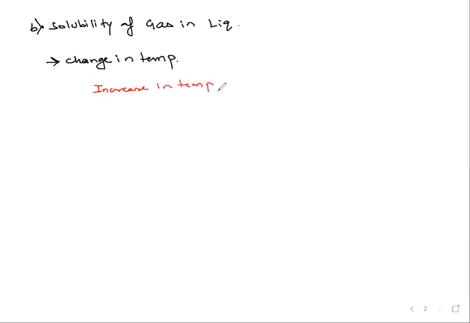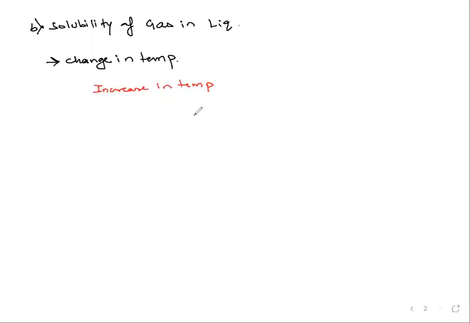Next we'll say solubility of gas in liquid. गैस इन लिक्विड. ठीक है, अब इसमें देखो हम लोग क्या क्या पैरामीटर पढ़ने वाले. फर्स्ट पैरामीटर है चेंज इन टेम्परेचर. क्या लगता है what happened to the solubility of gas in liquid on increasing temperature? तो अगर for example there is an increase in temperature, so what happened to solubility of gas in liquid?